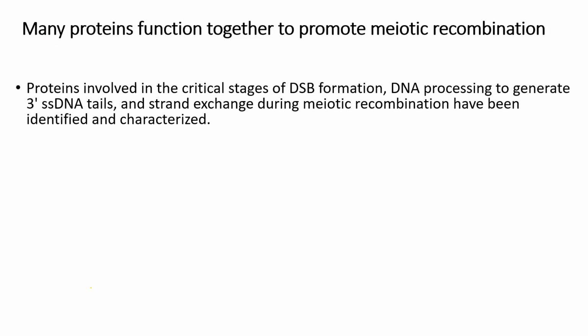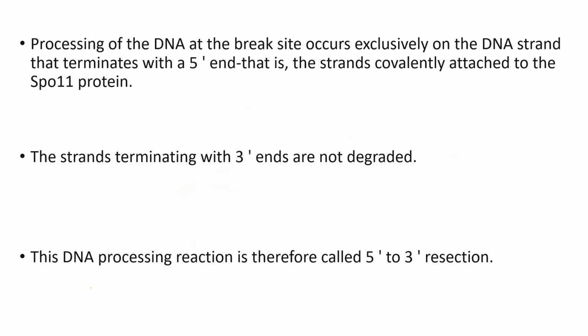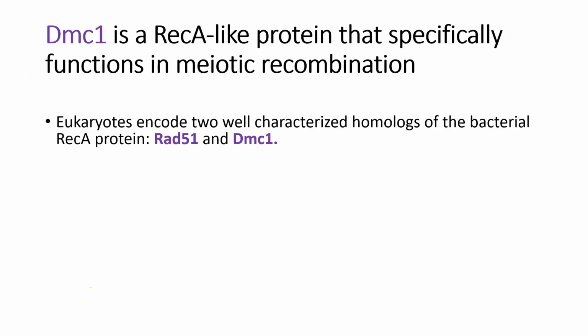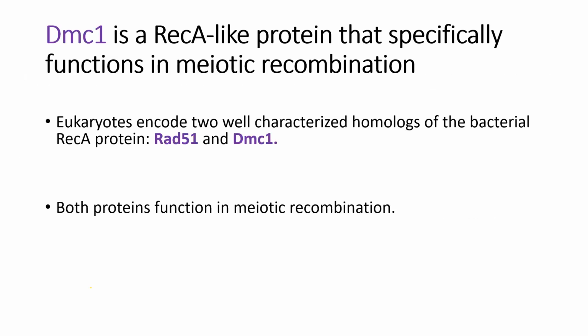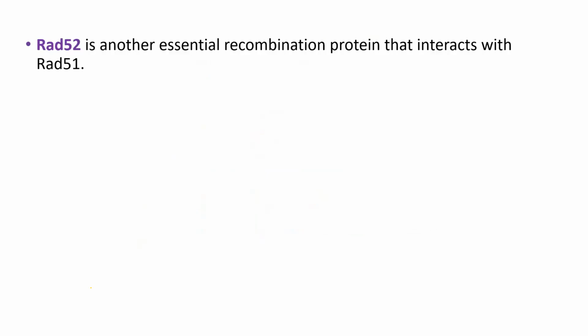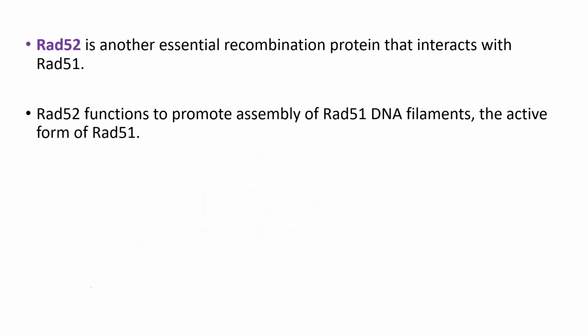RAD52, if I take you back to the MRX components, MRX is composed of MRE11, RAD50, and XRS2. So RAD50 is one of the components of MRX. Then RAD51 is involved in strand invasion. But there's one RAD52 as well. And this RAD52 is another essential recombination protein that interacts with RAD51. RAD52 functions to promote the assembly of RAD51 DNA filaments, the active form of RAD51.